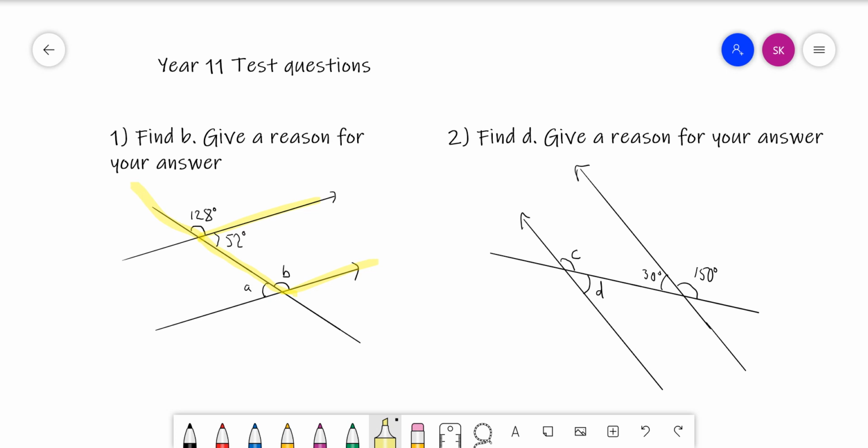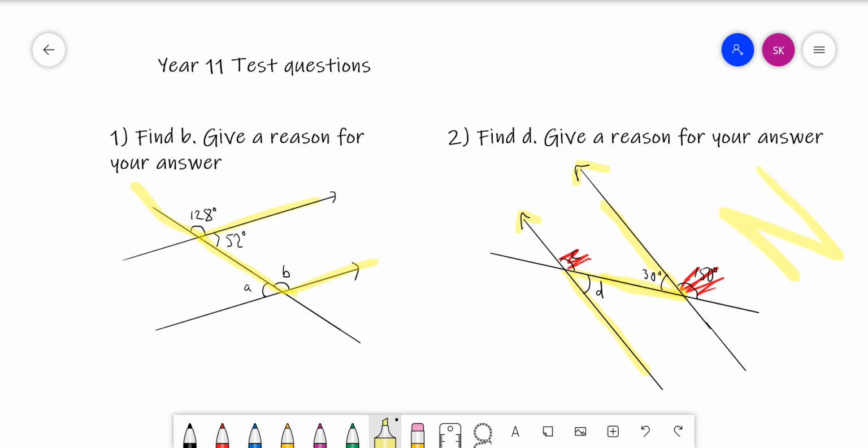So number 2 says find D. Give a reason for your answer. So again, the most efficient method doesn't involve the 150 or the C. They're red herrings. Now the reason for that is I'm looking at D. I can see I've got parallel lines, and D looks like it's the same size as 30. What shape have I created here?